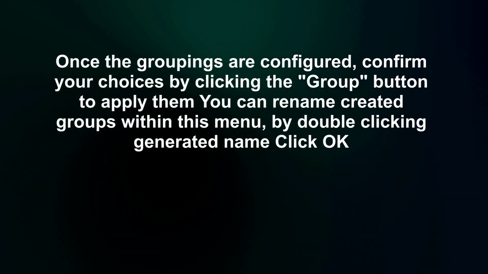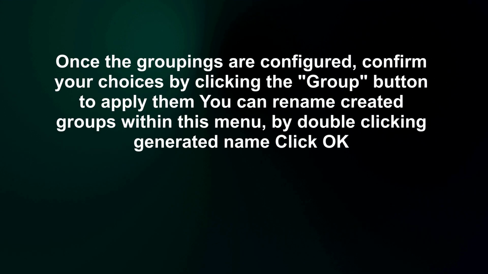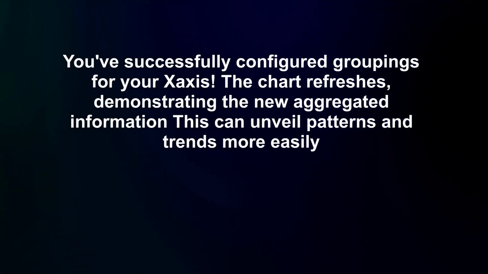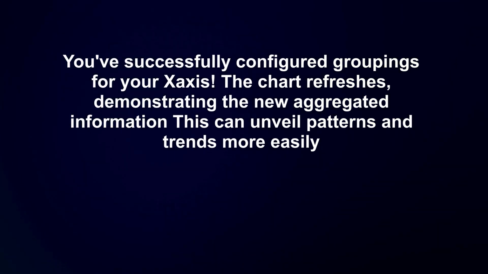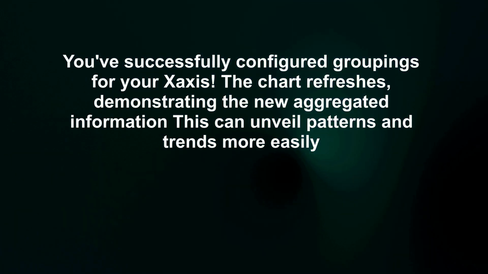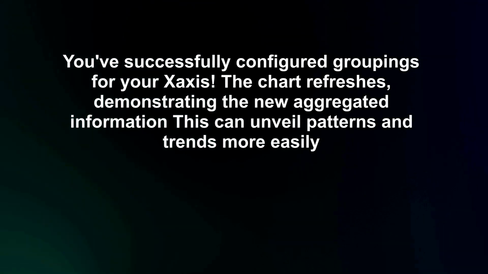You can rename created groups within this menu by double-clicking the generated name, then click OK. You've successfully configured groupings for your z-axis. The chart refreshes, demonstrating the new aggregated information. This can unveil patterns and trends more easily.